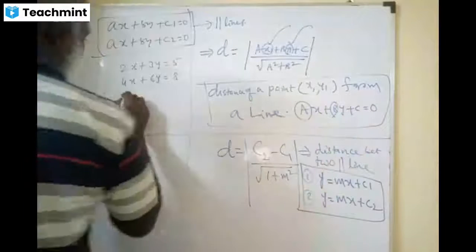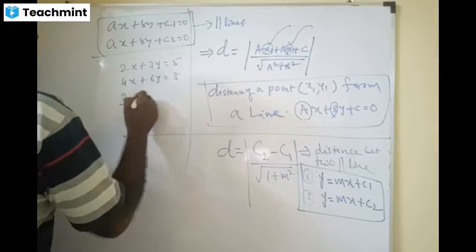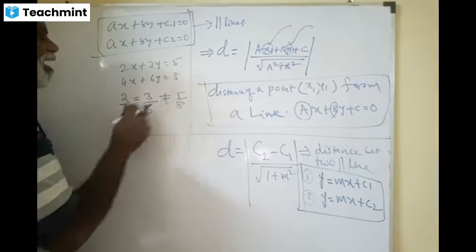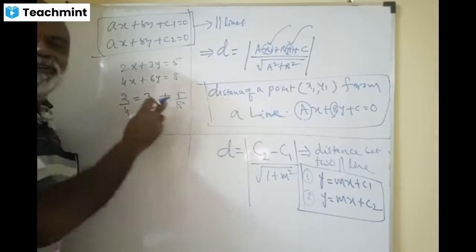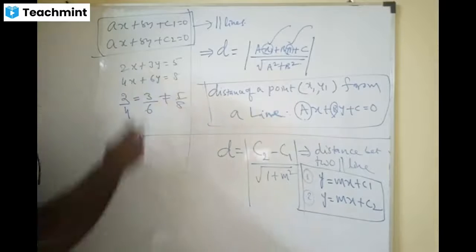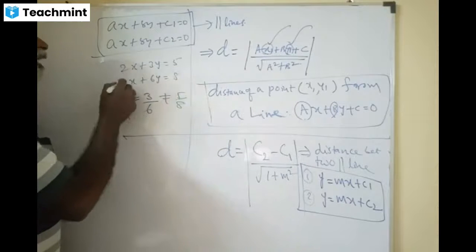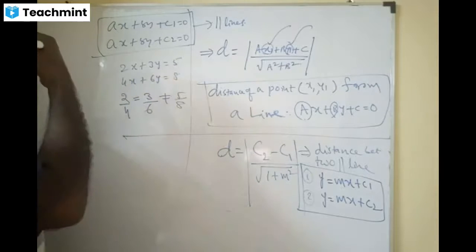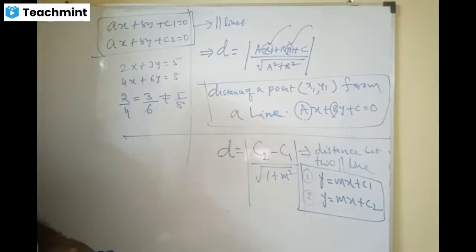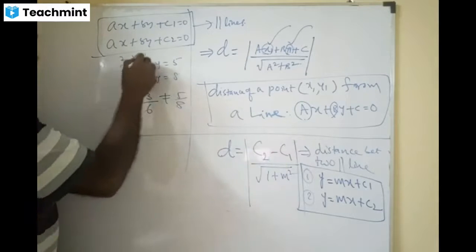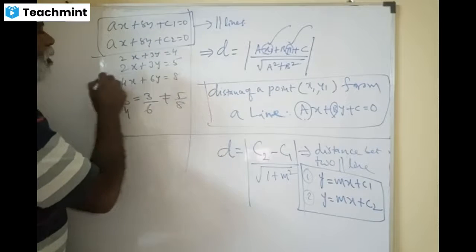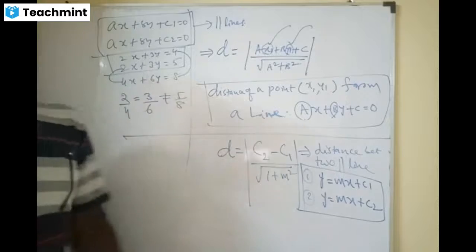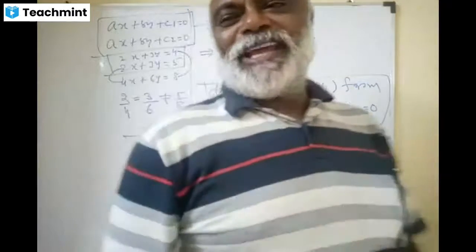Formula: 2 by 4 is equal to 3 by 6 is not equal to 5 by 8. 1 by 2, 1 by 2, not equal. Those are the parallel lines. Or you can write even 2x plus 3y is something different, doesn't matter. I can write 2x plus 3y is 4. Still these two are parallel. Are you able to follow, dears?